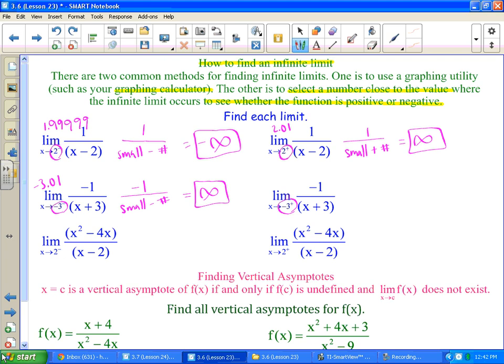Go ahead and try this one here. What number are we thinking about for this one? Negative 3 from the right would be negative what? 2.9s, right? So denominator positive or negative? Small positive number, right? So this is going to become what? Negative infinity.